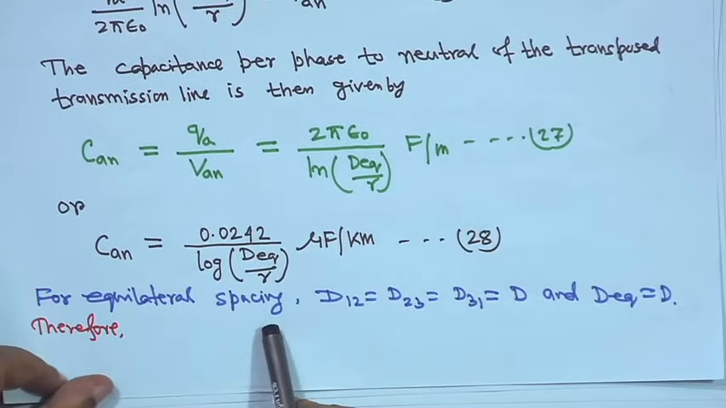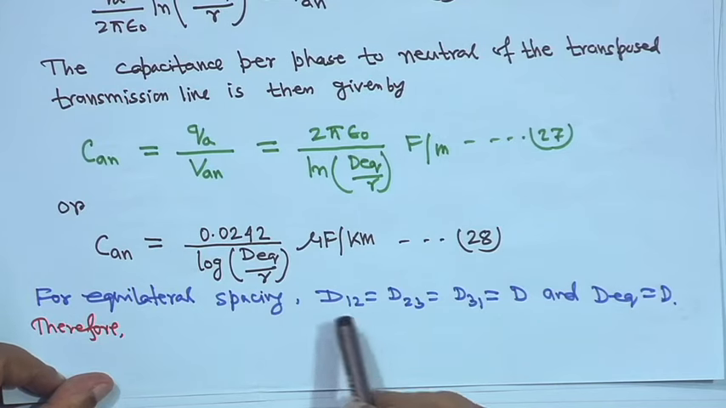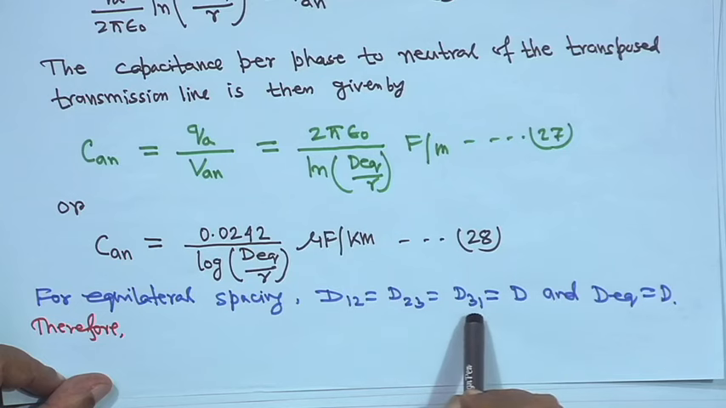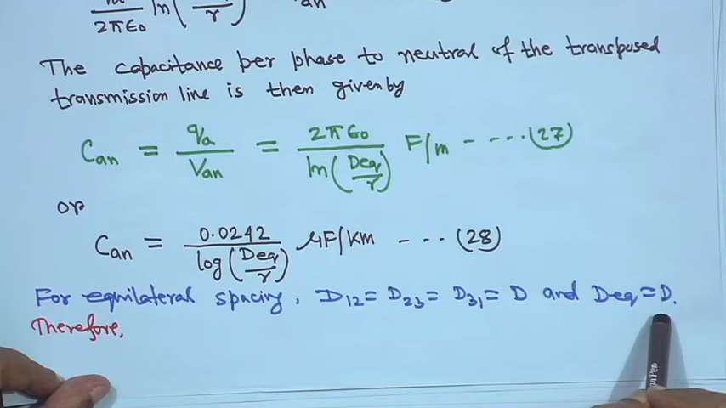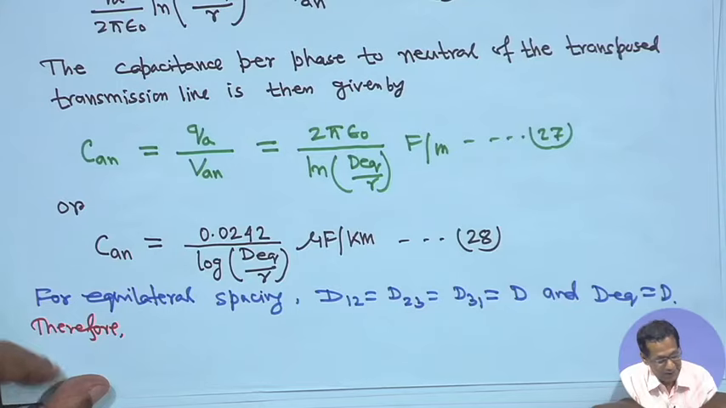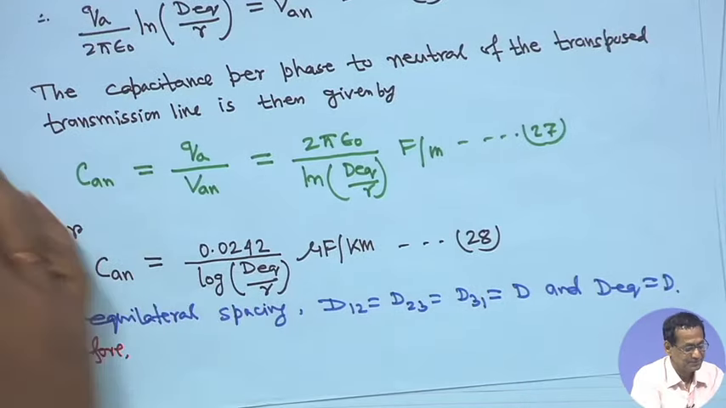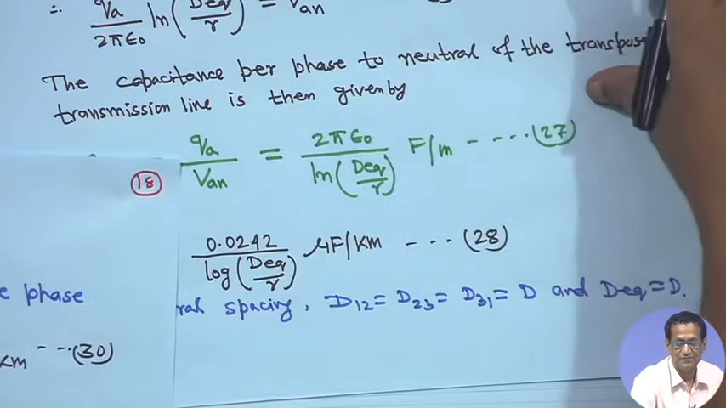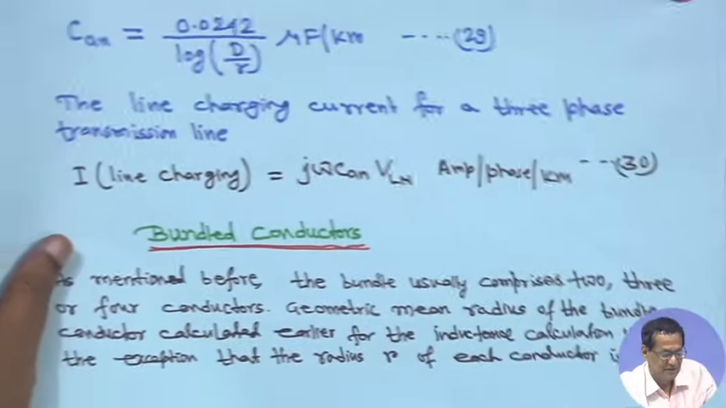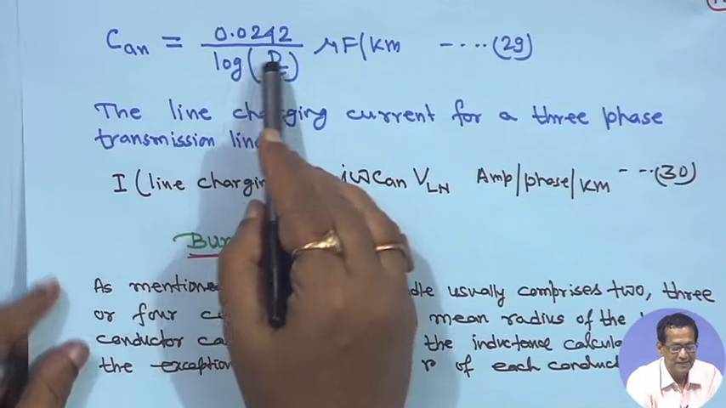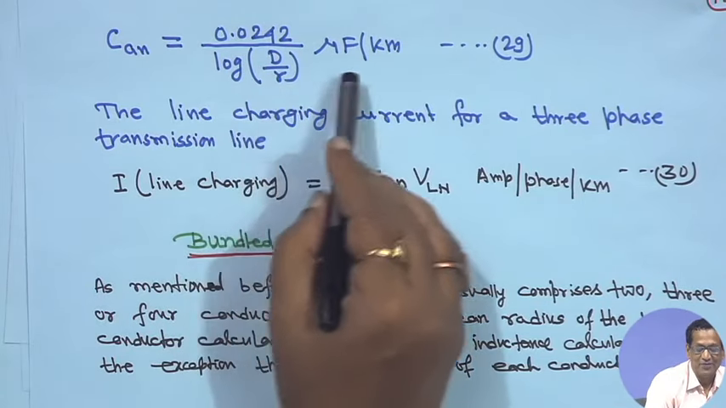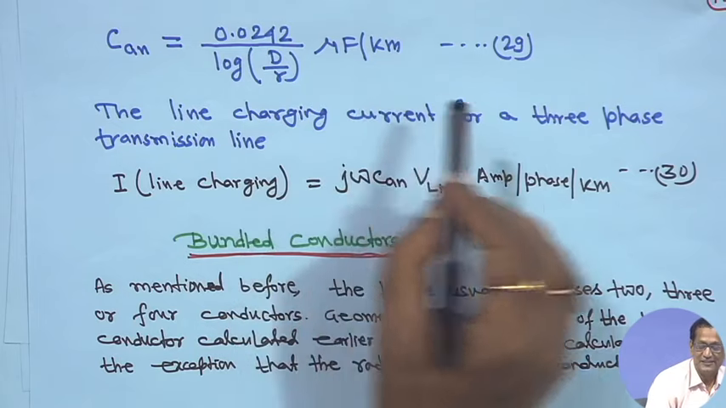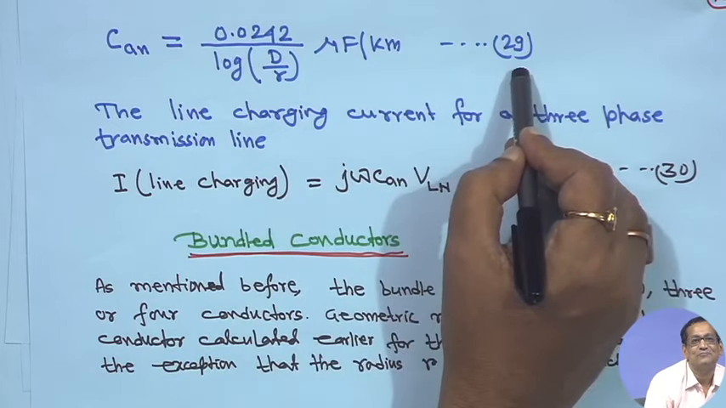Therefore, for equilateral spacing, that is if we assume equilateral spacing, D12 is equal to D23 is equal to D31 is equal to D. Therefore, dEq also will be D, because D into D into D to the power 1/3 is equal to D. Therefore, CAN is equal to 0.0242 by log D upon R microfarad per kilometer, this is equation 29.